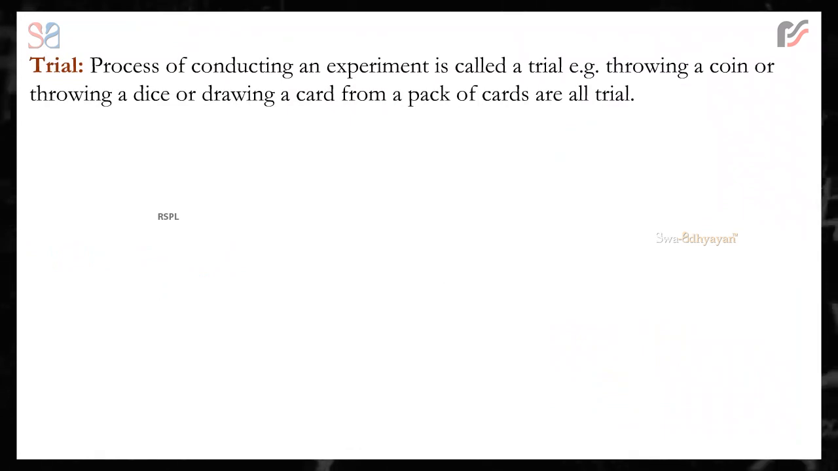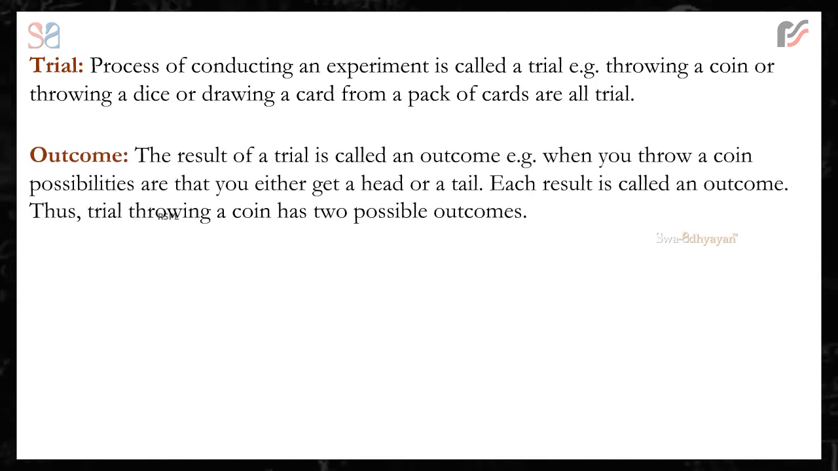Trial. The process of conducting an experiment is called a trial. For example, throwing a coin, throwing a dice, or drawing a card from a pack of cards are all trials. Outcome. The result of a trial is called an outcome.